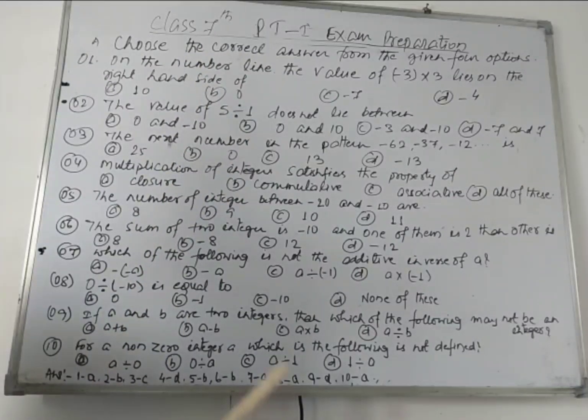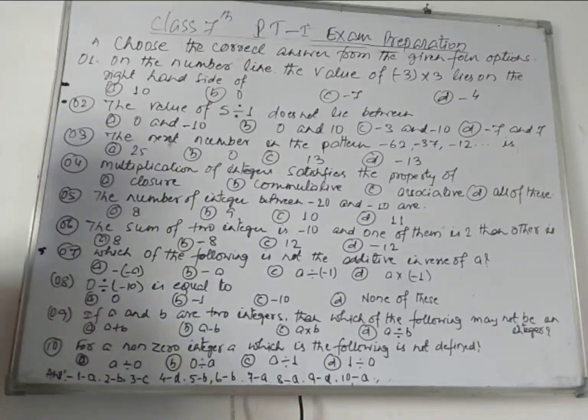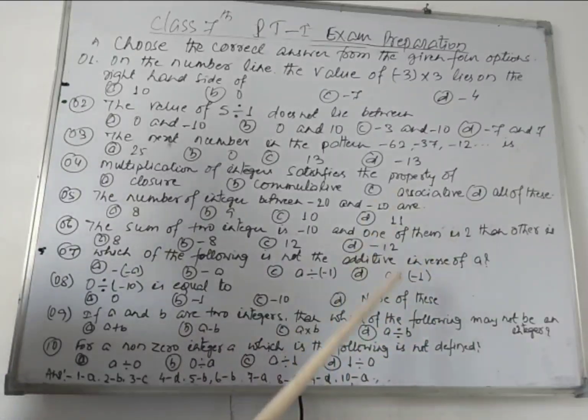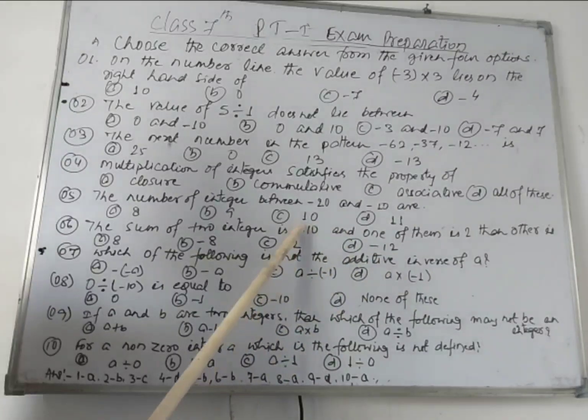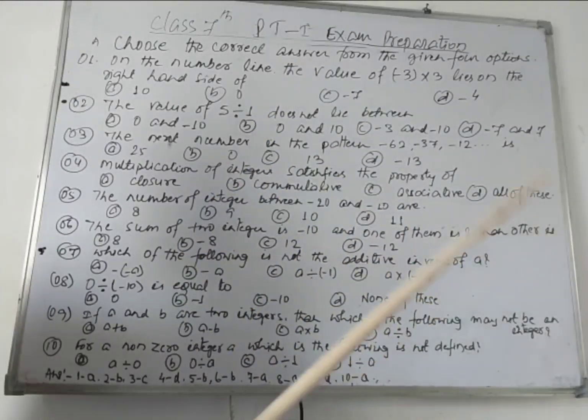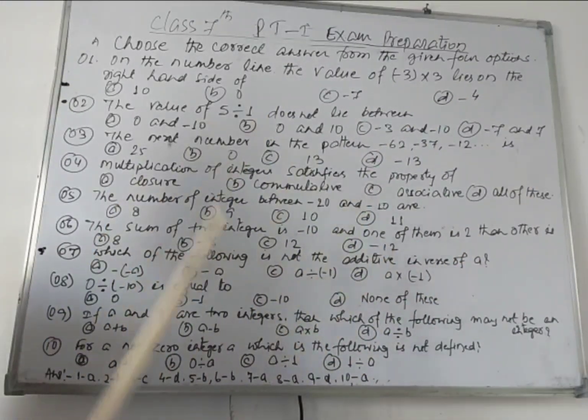The sum of two integers is -10 and one of them is this. Two numbers: the sum of the two numbers is this, and one is this. Another will be what? Options are here.